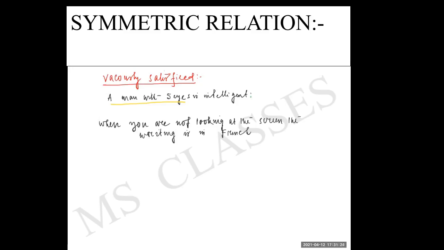Why a true statement? Because you can never prove this wrong. When you are not looking at the screen, then the writing is in French. So automatically you can never prove this wrong, because it is said that when you are not looking at the screen, the writing will be in French. So how to prove it is not correct? This type of thing, where we cannot prove it is wrong, we say it is vacuously satisfied. And the statement is true.